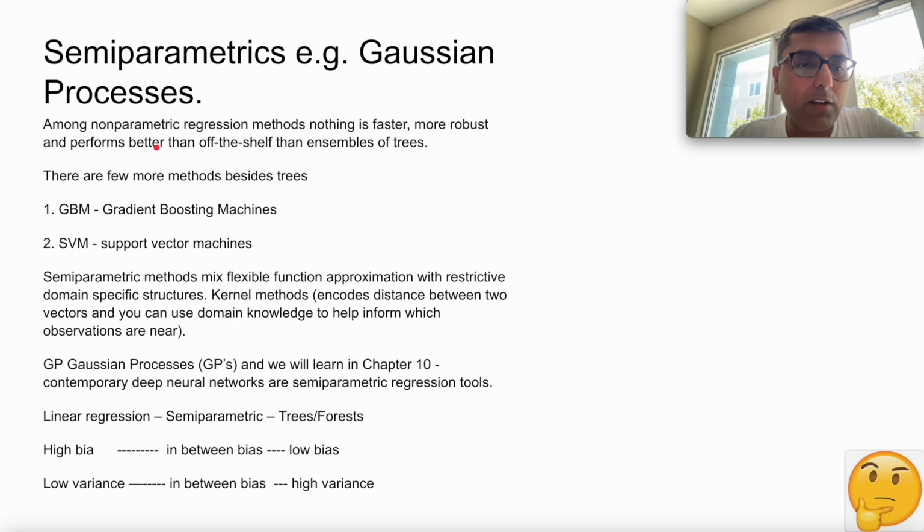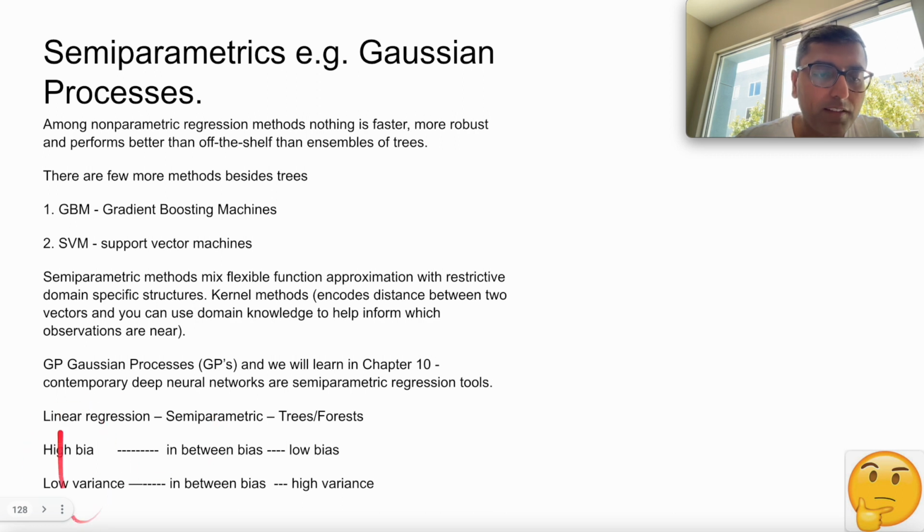Is there a way in which you could take the flexibility that you have with trees, and then have the restrictions that you have with domain knowledge for the regression models and others? Yes, and that's where semiparametric comes in. It's somewhere in between linear regression and trees, and we've seen how trees have low bias but high variance, right? And we saw how forests can help reduce that variance and help us with better prediction. Semiparametrics is somewhere in between.